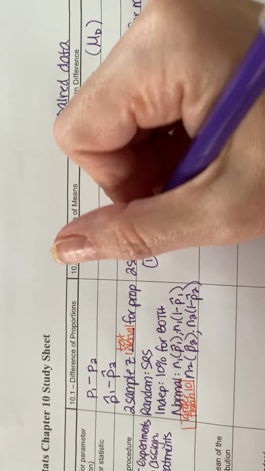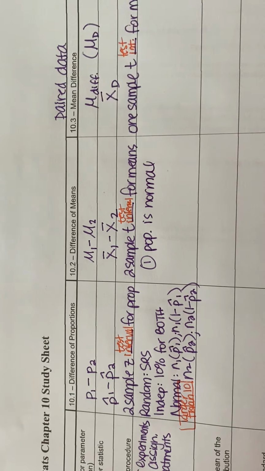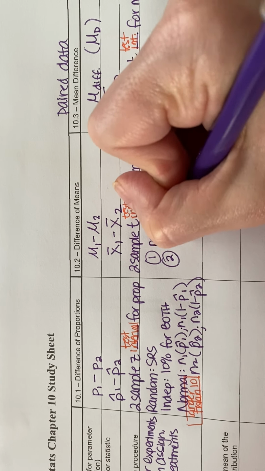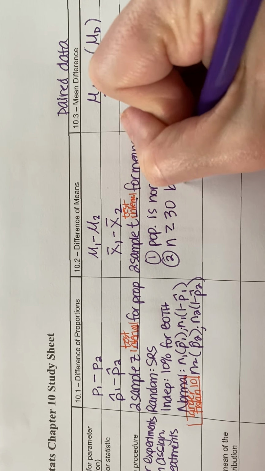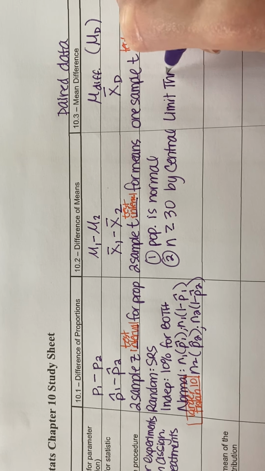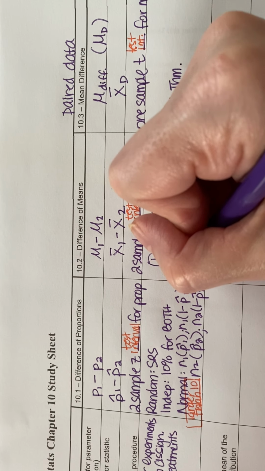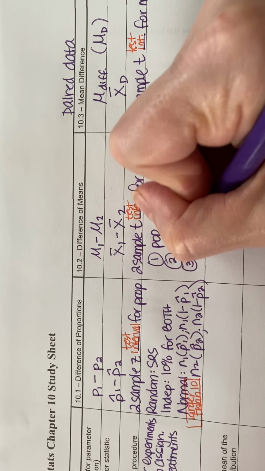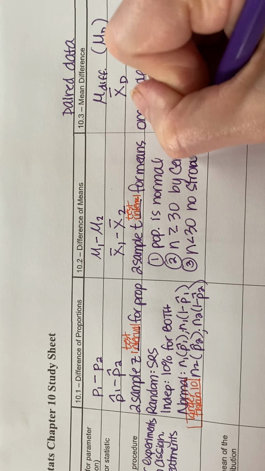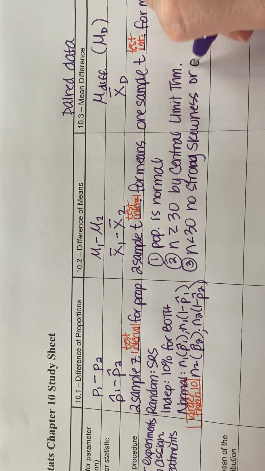So to check normal, if the population is normal, our normal condition is met. If our sample size is greater than or equal to 30, by the central limit theorem, our sampling distributions are normal. And if n is less than 30, we need no strong skewness or outliers.